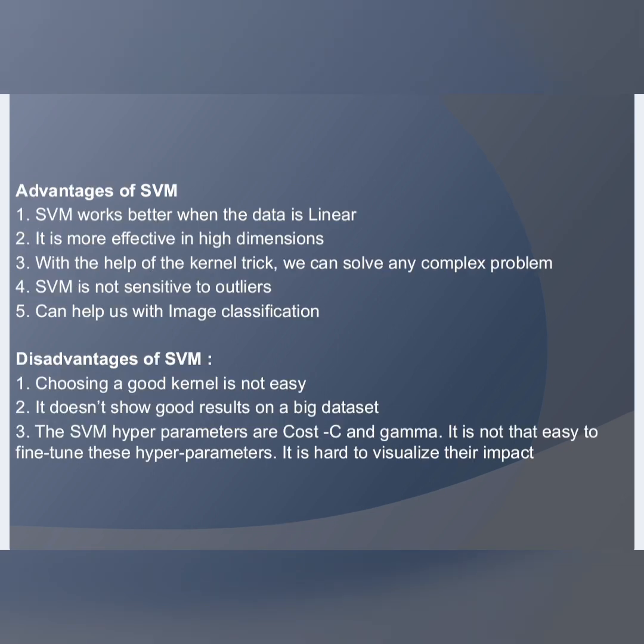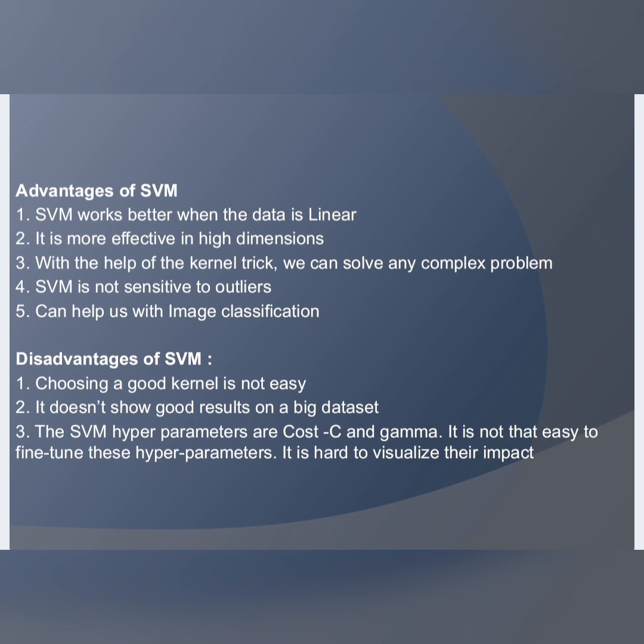Advantages of support vector machine. Support vector machine works well when the data is linear. It is more effective in high dimensions, and with the help of the kernel trick, we can solve any complex problem. SVM is not sensitive to outliers and can help us with image classification.